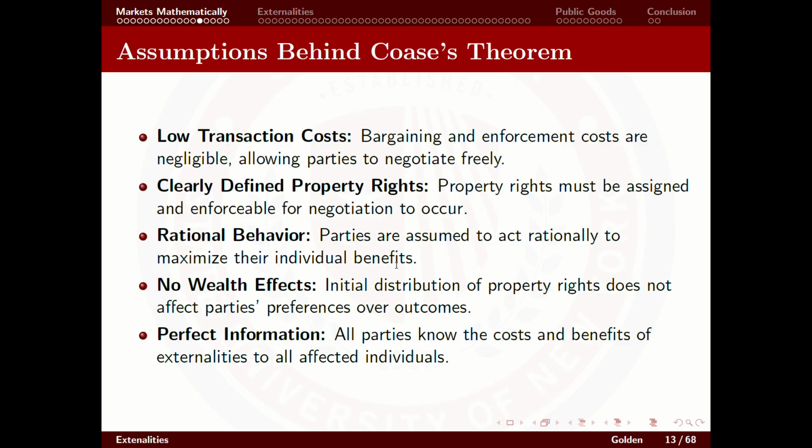There are no wealth effects, so the change of property rights doesn't affect preferences. And then perfect information. This is, I think, the most damaging assumption of Coase's theorem. Low transaction costs is pretty hard. Clearly defined property rights often don't exist for environmental goods. Perfect information is extremely difficult.